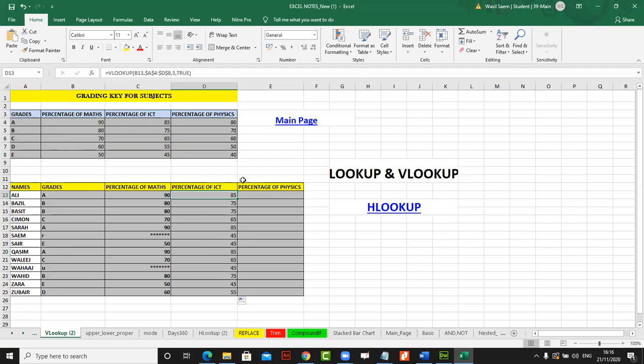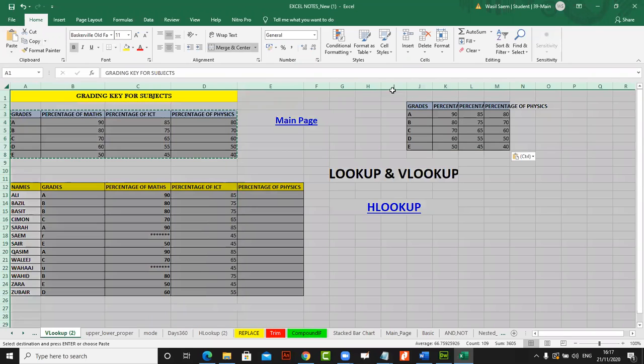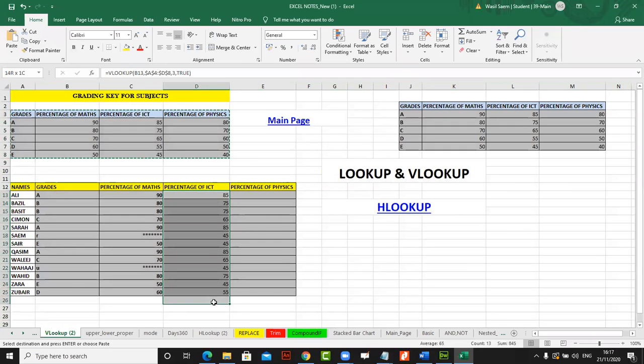Let me emphasize one more thing. Let's say I copy this and paste it over here, and let me expand this. Now let me delete this and apply the formula again.